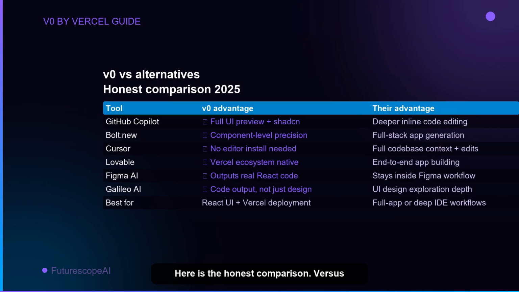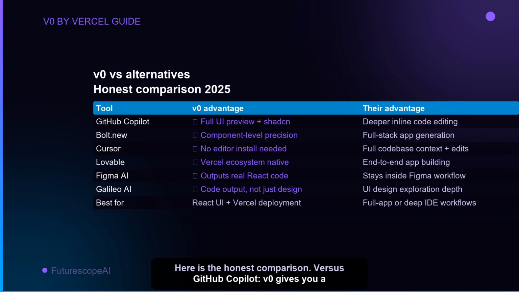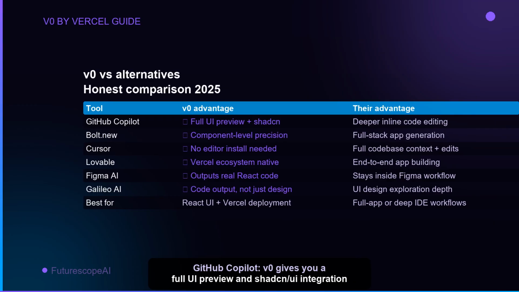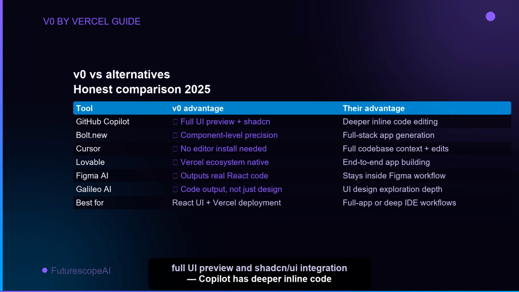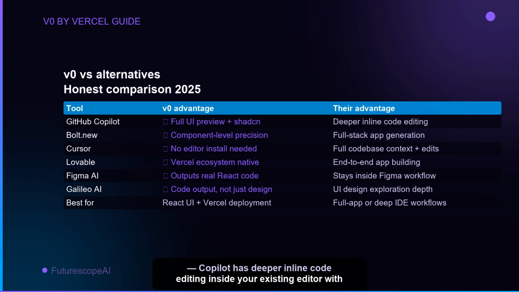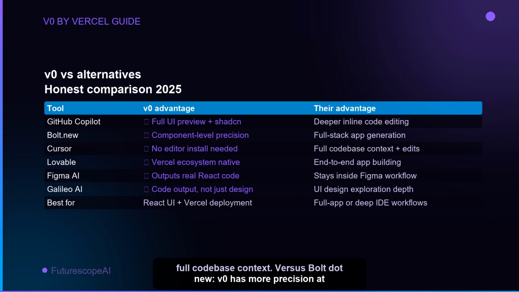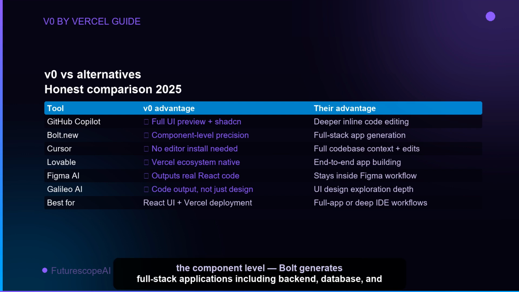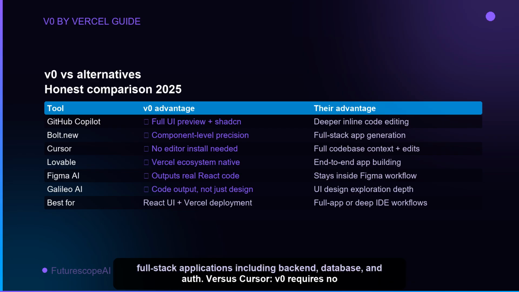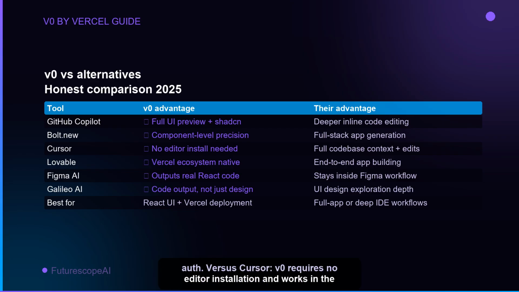Here is the honest comparison. Versus GitHub Copilot, V0 gives you a full UI preview in shadcn/UI integration. Copilot has deeper inline code editing inside your existing editor with full codebase context. Versus Bolt.new, V0 has more precision at the component level. Bolt generates full-stack applications including backend, database, and auth. Versus Cursor, V0 requires no editor installation and works in the browser. Cursor has full codebase context and can edit across multiple files simultaneously.